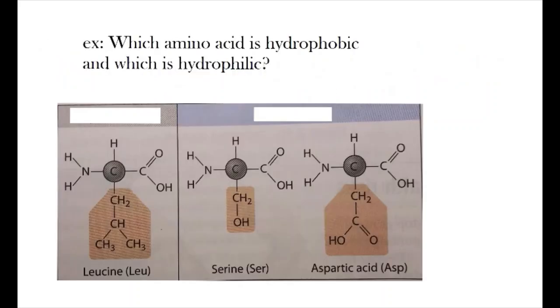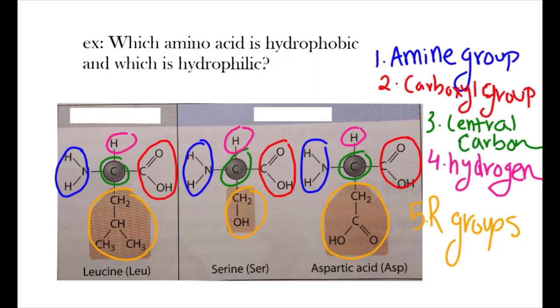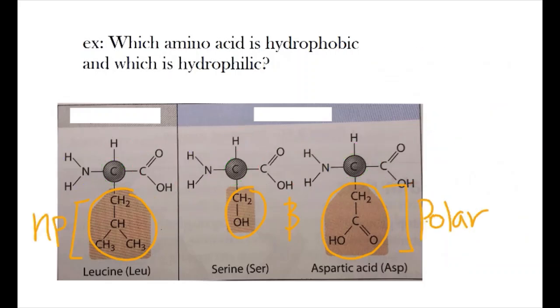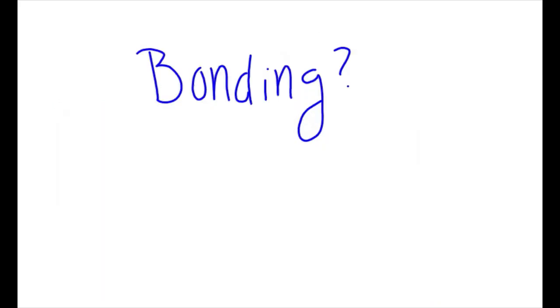In this example, we are asked to see which amino acid is hydrophilic and which is hydrophobic. The highlighted piece of the structure is the R group of each amino acid, since we can see all the other 4 components of the amino acid. The R group of leucine is nonpolar. However, the R group in serine and aspartic acid are both polar. This makes leucine hydrophobic and serine and aspartic acid hydrophilic.